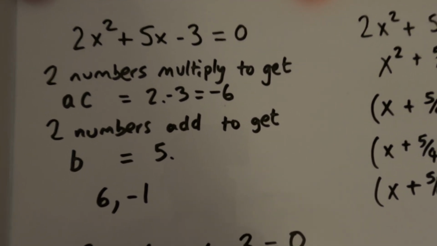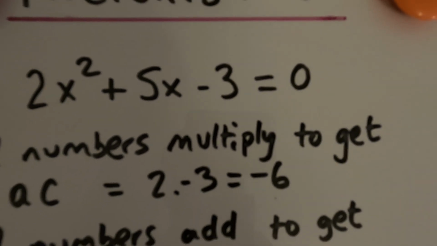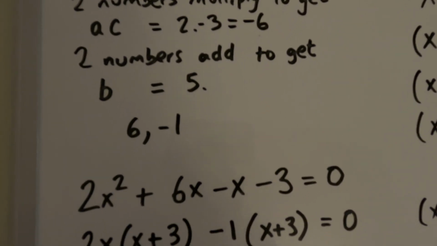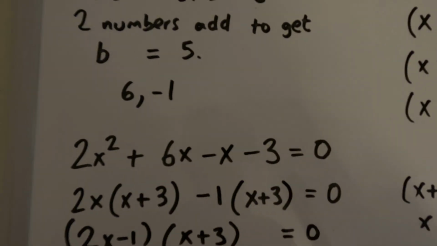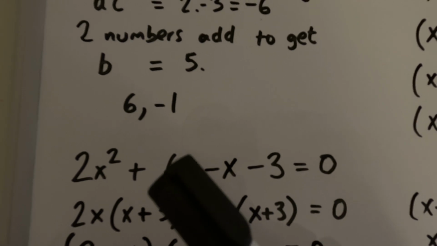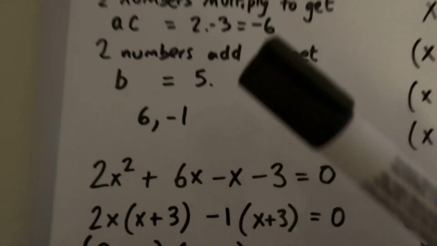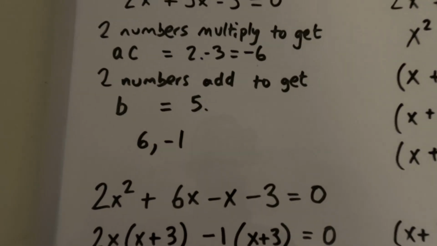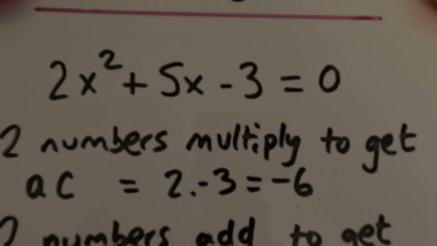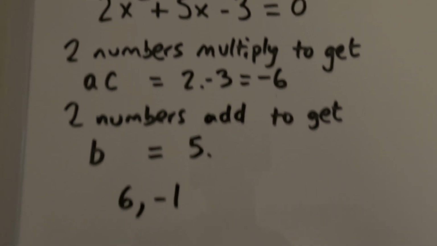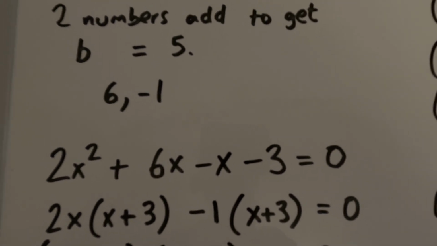So what we're going to do is we're going to use those two numbers to help us, because we're going to split up the 5x into 2x terms. So we're going to split it up into 6x minus x. So you'll notice here that all I've done is I've changed 5x to 6x minus x. And the 6 and the minus 1, which are the coefficients of x here, they came from this. So these two numbers that we look for, these are the coefficients of x that we need when we split up this original b term. So 2x squared plus 5x minus 3 becomes 2x squared plus 6x minus x minus 3.